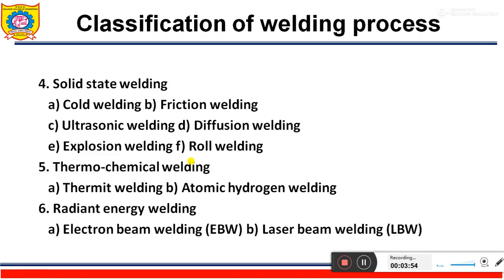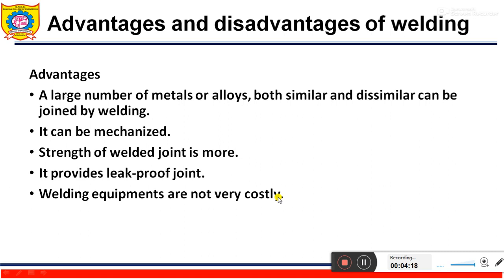Again, it is further classified into solid state welding, thermochemical, and radiant energy. Solid state includes cold welding, friction welding, ultrasonic, diffusion, explosion, and roll welding. The thermochemical group includes thermite and atomic hydrogen. Radiant energy welding includes electron beam and laser beam welding. Then the advantages and disadvantages. So this is the introduction part of the welding process, and we are focusing on the syllabus, how it is classified, and its applications.